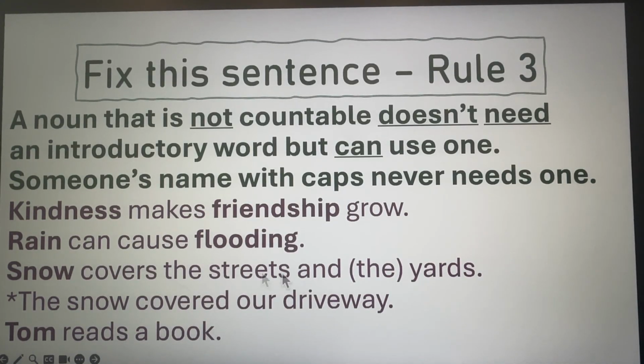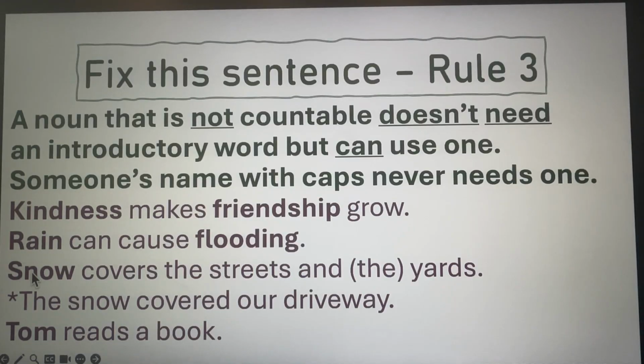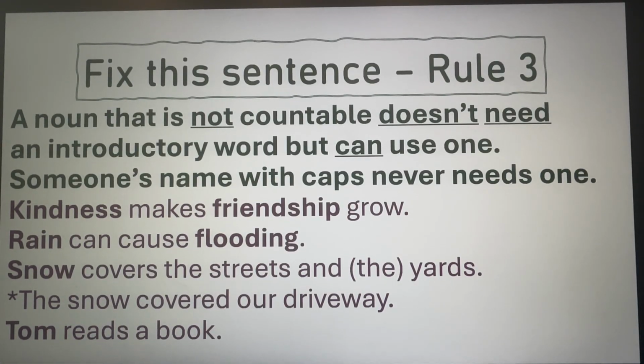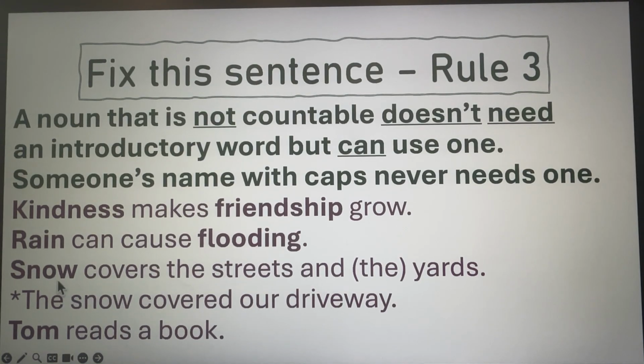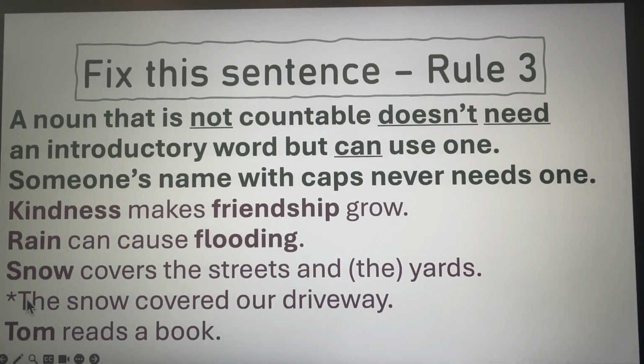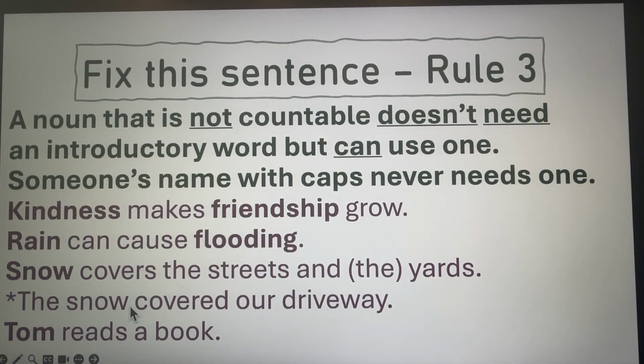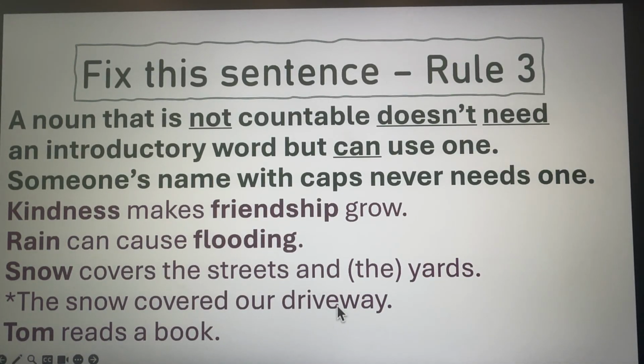the streets and yards. This could do for both of them, but these are countable. Streets and yards are countable. Snow is not a countable thing, it's just everywhere. So we don't need a counting word or an introductory word for it. You could say, the snow covered our driveway, but you don't have to. That star means you don't have to right here. Snow covered our driveway. The snow covered our driveway.